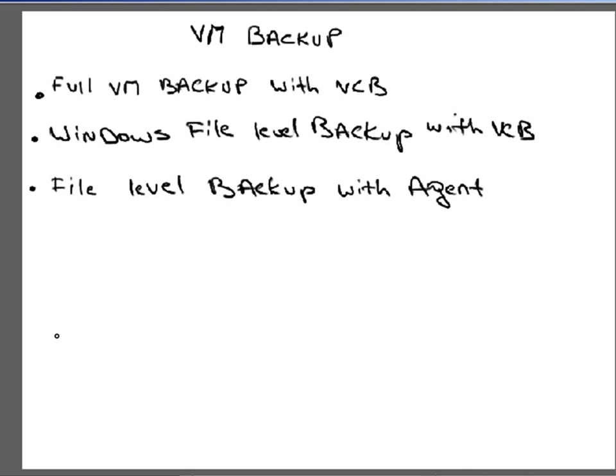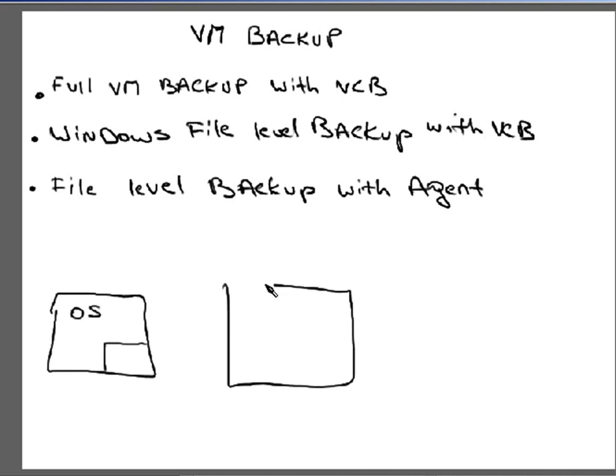So in the traditional sense, you would have your physical machine, you would have your operating system, your OS, and then you would have an agent running on this OS that would do the backup for you. Well, the same applies for a virtual machine. You have your VM here, and you have your OS, and you would install an agent, be it Veritas or something else, to back up the data on your VM. This would be considered a file level backup with an agent.